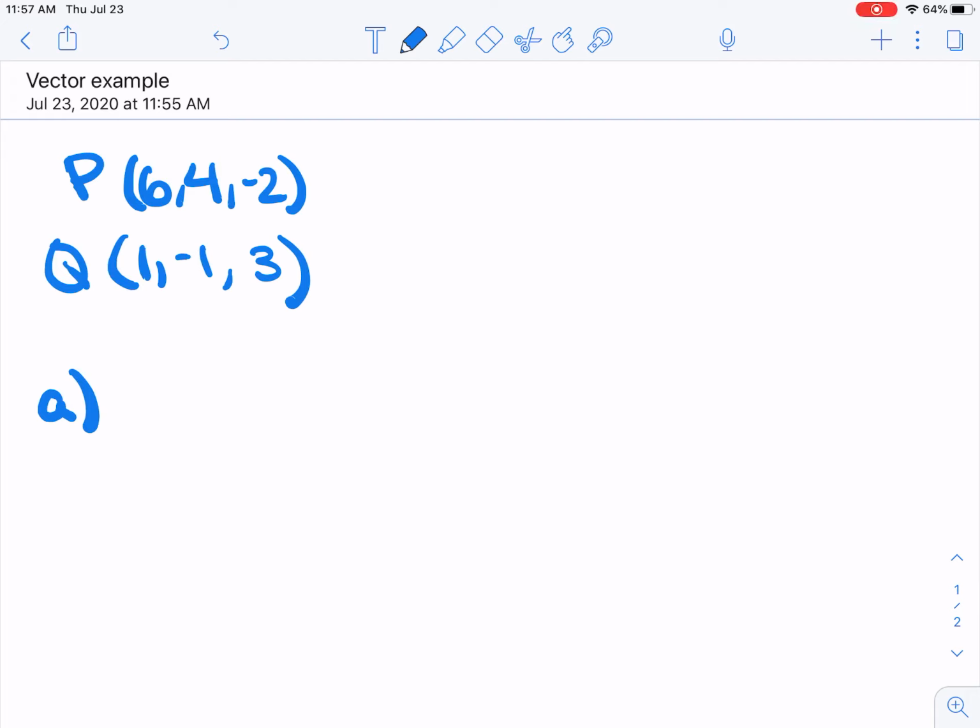Okay, we have a few points in 3D here, and we've been asked to connect these points or find the vector that's equivalent to the line that connects these points in terms of direction and magnitude. So the way we do that is fairly straightforward. To find the vector PQ, we just take the components of Q and subtract the components from P.